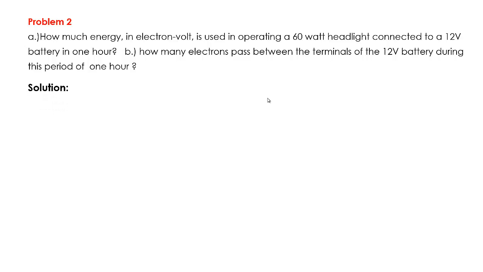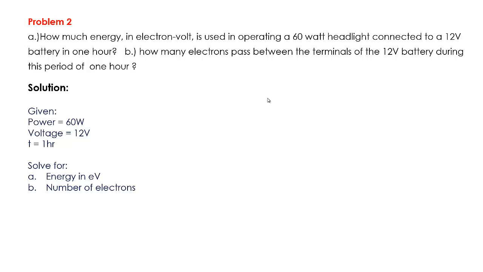Okay? So, we need na i-lay out or i-enumerate yung mga given parameters natin for us to clearly answer the following sub-problems. Okay? So, we have the given power which is equal to 60 watts, a voltage that is equal to 12 volts, at meron tayong time which is 1 hour. Okay? Now, we need to solve for letter A, energy which is needed to be expressed in electron volt at number of electrons.